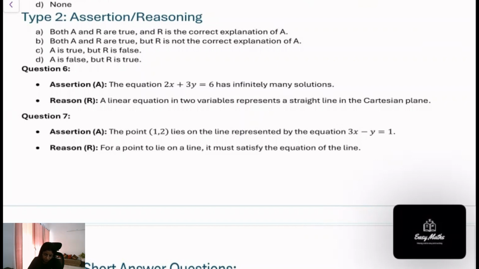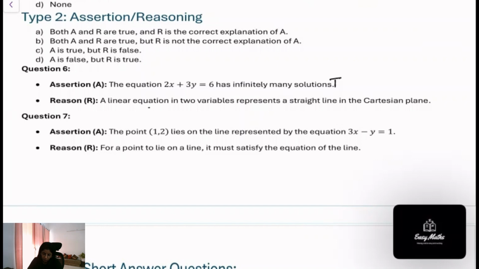Let's see the first question. Question number 6. The equation 2x plus 3y is equal to 6 has infinitely many solutions. True. I am not comparing it with anything. In itself, this statement is true. Moving on to the next.